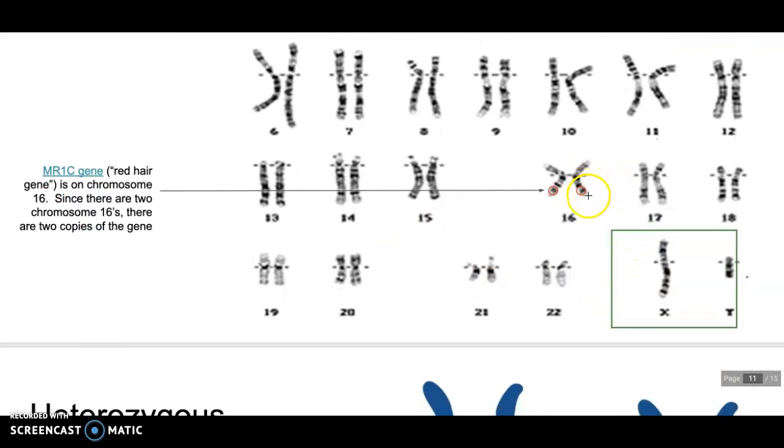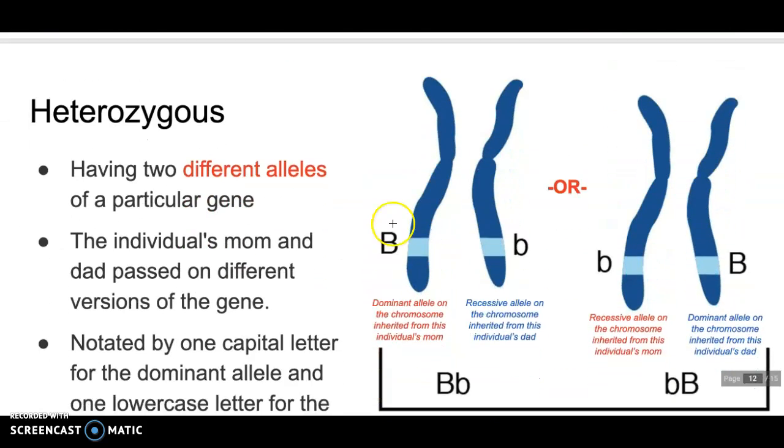Here's the locus for the MC1R gene. That's a typo on my part. So the locus for that one is here. And since there are two chromosome 16s, there are two copies of this gene.